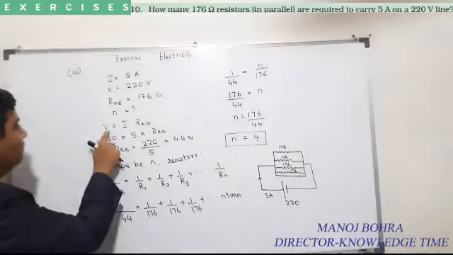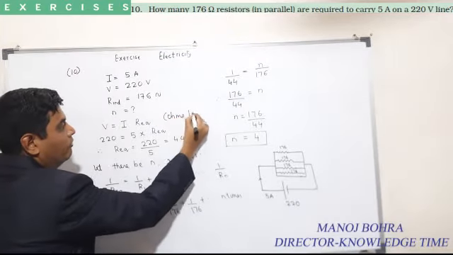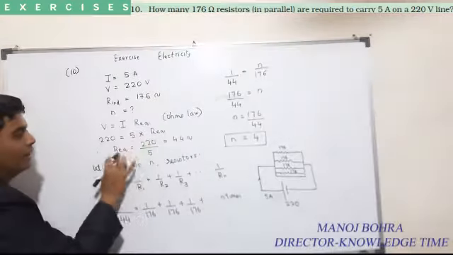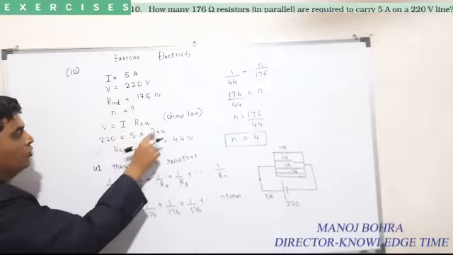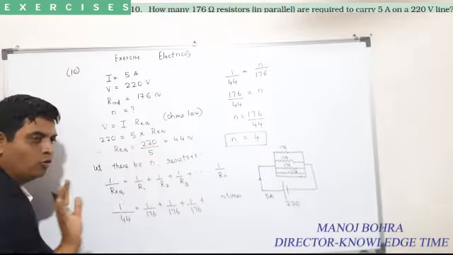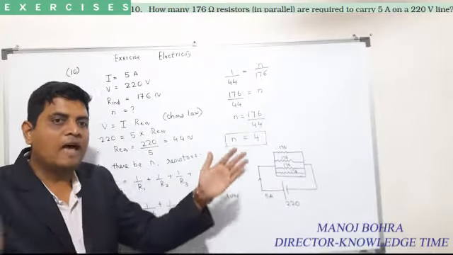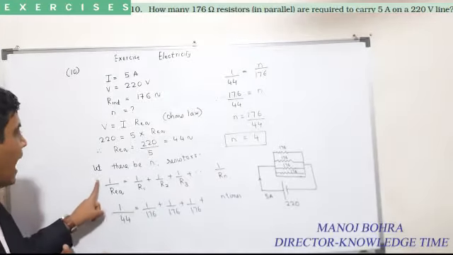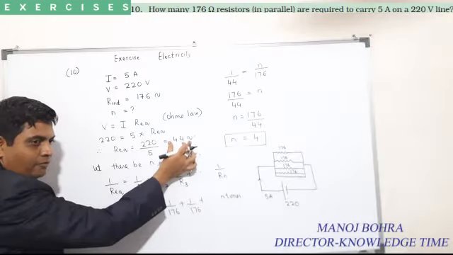So first, using V is equal to IR, or Ohm's law, I can get R equivalent. So V is equal to I into R, 220 is equal to 5 into R equivalent, so R equivalent is 220 upon 5, 44 ohms. Now how many 176 ohm resistors are to be connected in parallel so that their R equivalent becomes 44 ohms? So you have the value of R equivalent, which is in parallel.